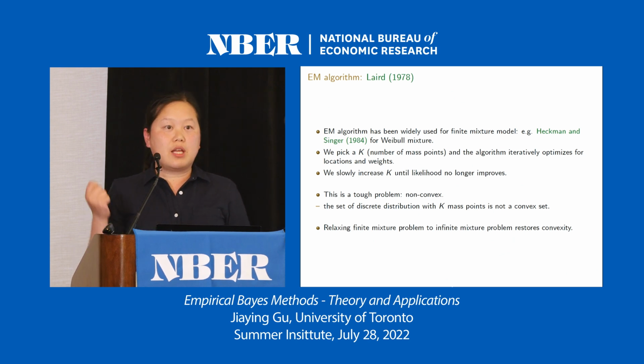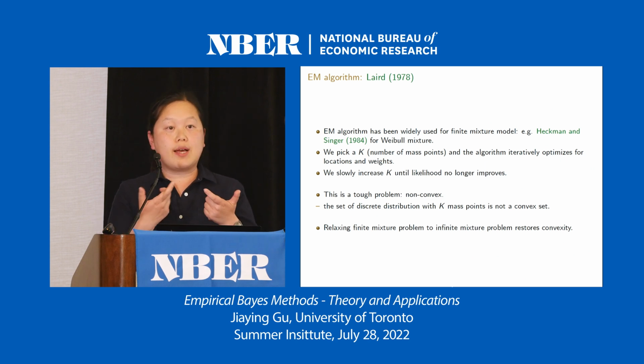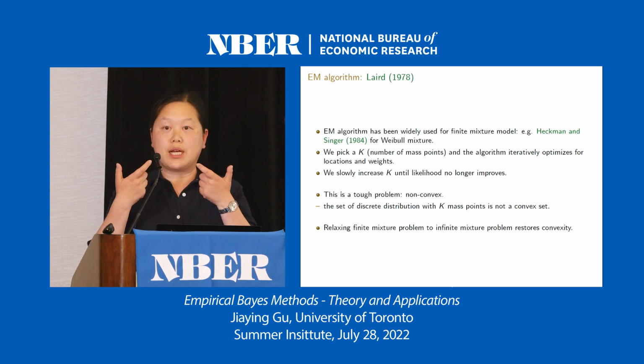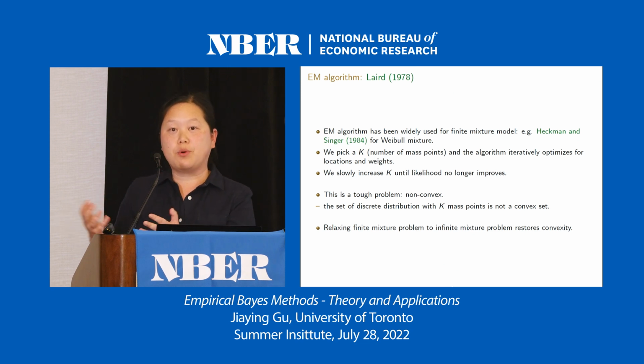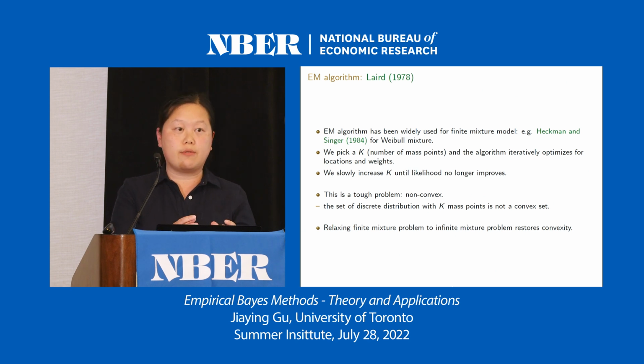Now, this is a tough problem. Anyone who has tried this would know that this is not easy to do. The underlying reason is that this is not a convex problem, right? Because the set of discrete distributions with K mass points is not a convex set. If you take a convex combination of distributions with 2 mass points, you might end up with 3 mass points, 4 mass points, and so on and so forth. So this is not a convex set, and the problem is not convex. So you face all the trouble of local optima, and you have to randomly start in different places and so on and so forth.